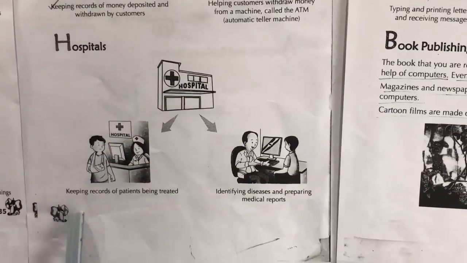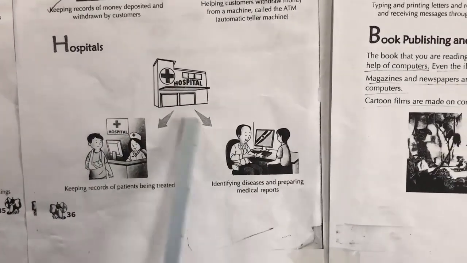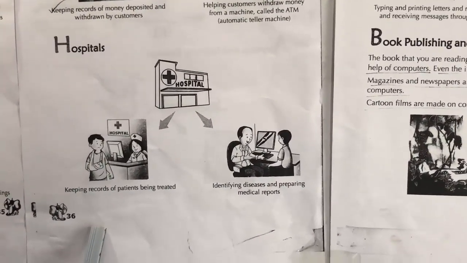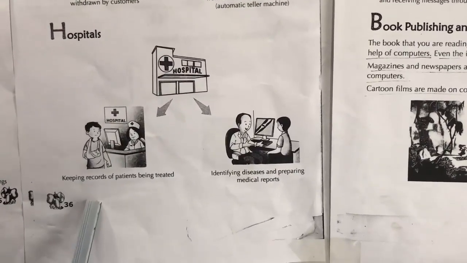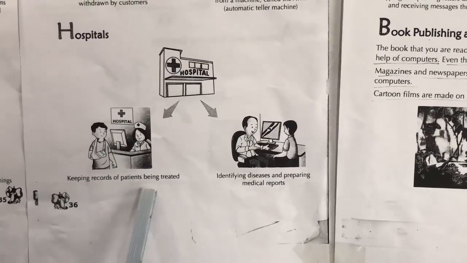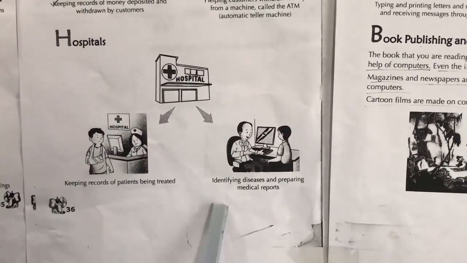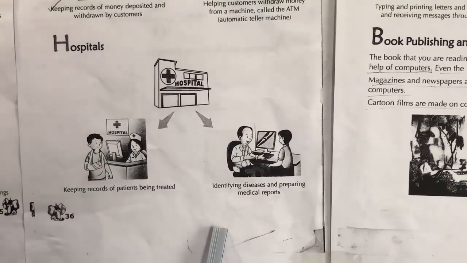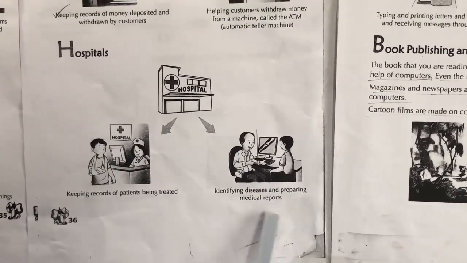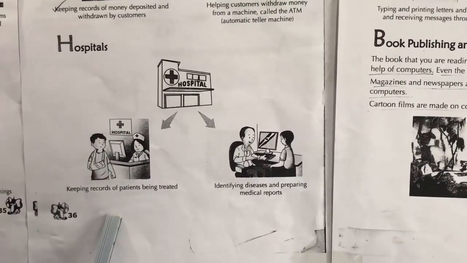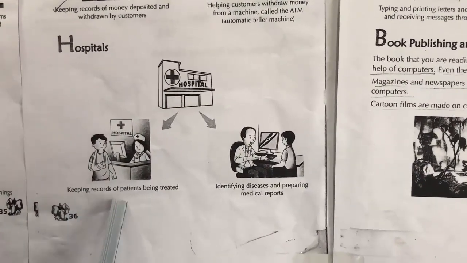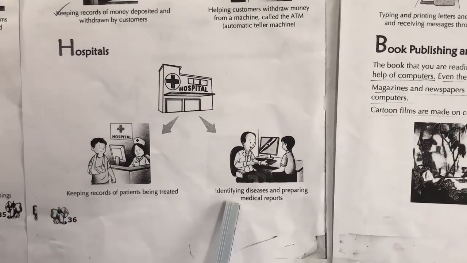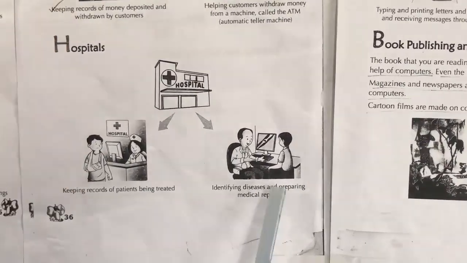Hospitals. What do we do with the help of computer in hospitals? Keeping records of patients being treated. So number 1, we use computer in the hospital for keeping records of patients being treated. Number 2, identifying diseases and preparing medical reports. So we also use computer in the hospital for identifying diseases and preparing medical reports.